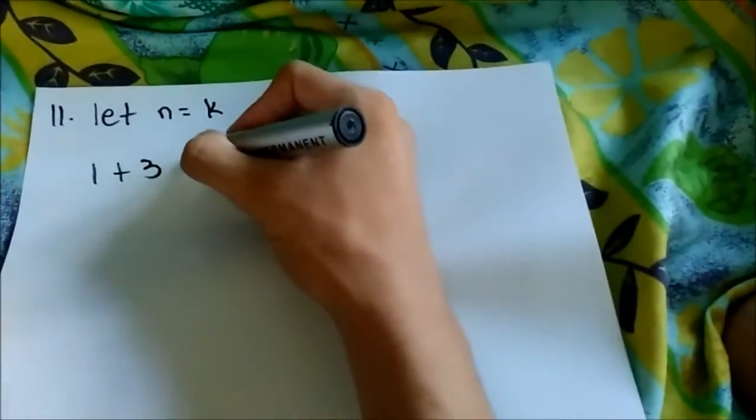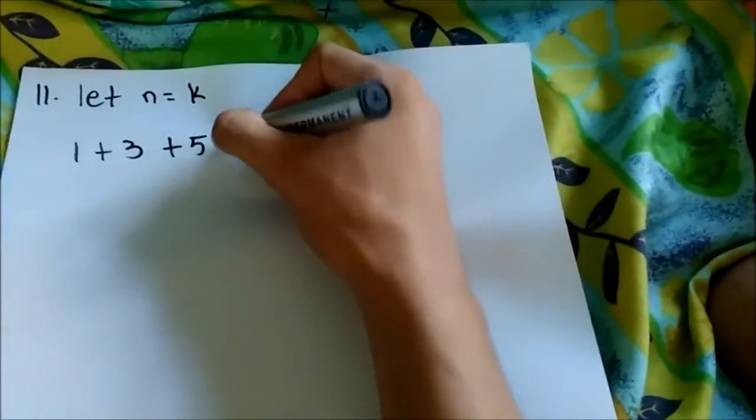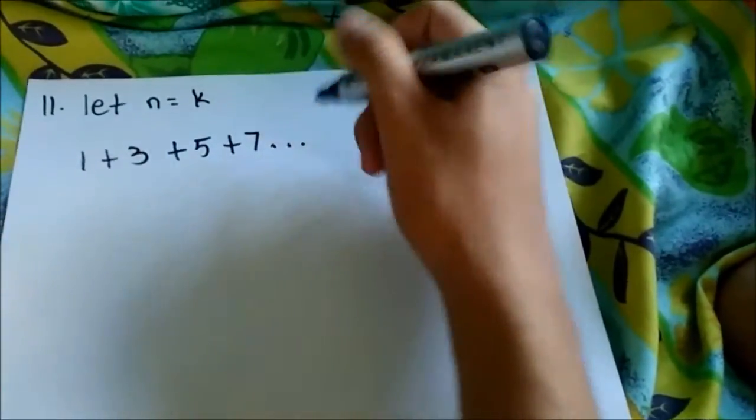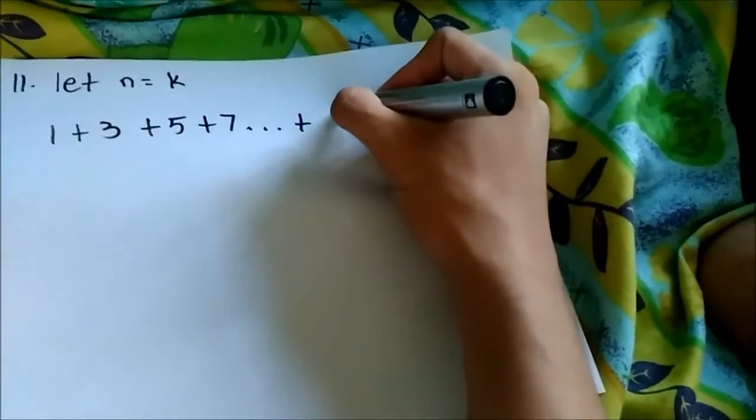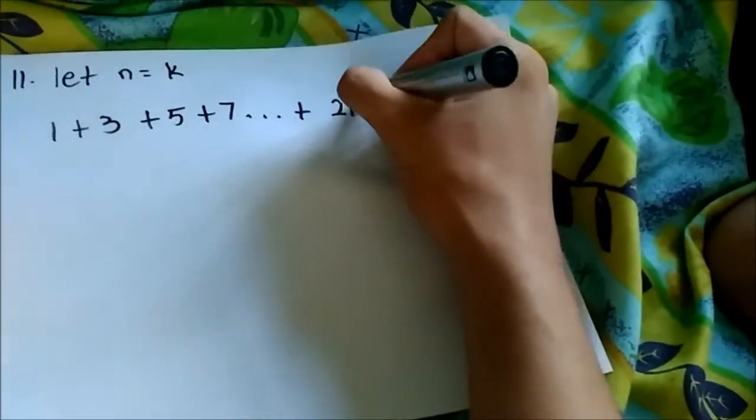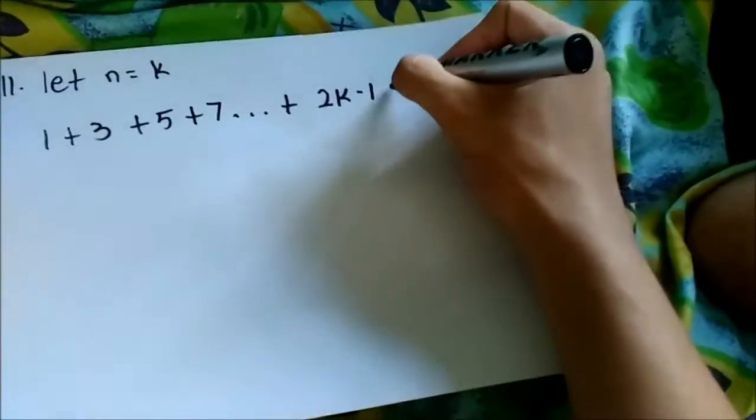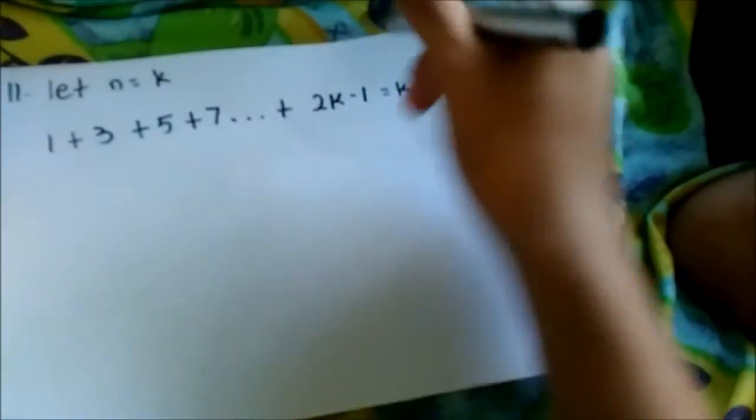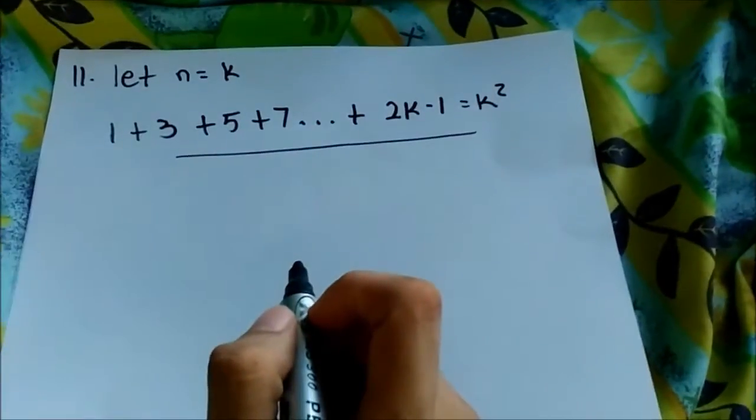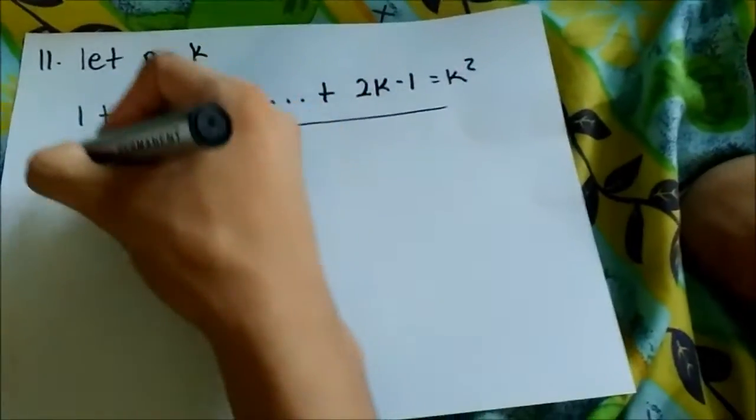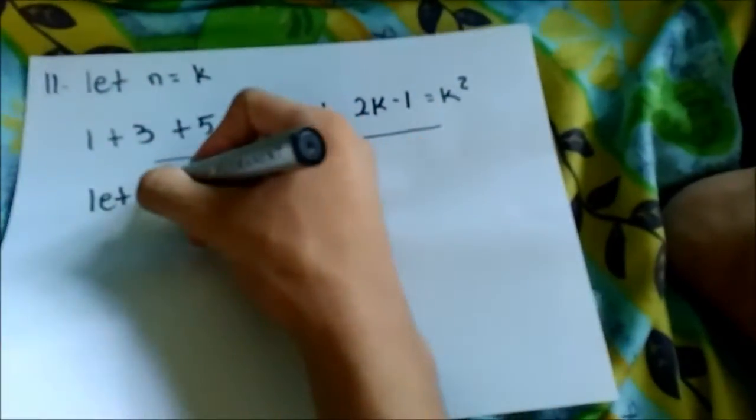So the second part, let n is equal to k. All you have to do is replace n by k. So 1 plus 3 plus 5 plus 7 plus 2k minus 1 is equal to k squared. So the 1 up to 2k minus 1 is your presumed hypothesis. The answer of that is also k squared. So the next step is let n is equal to k plus 1.